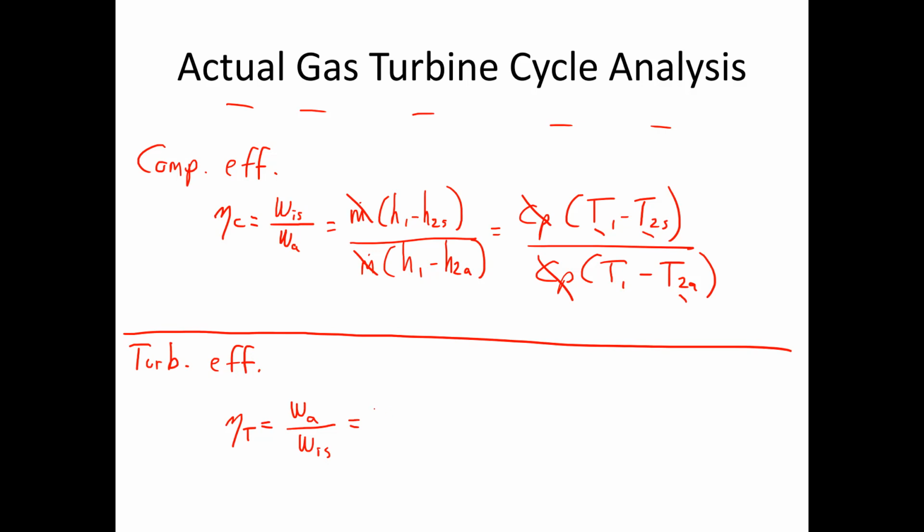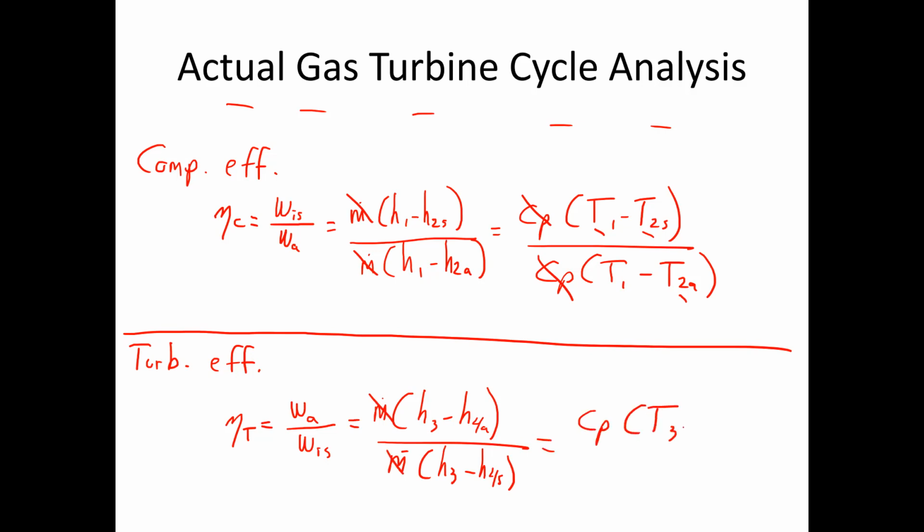The same thing for the turbine efficiency. I get mass flow rate times the enthalpy going into the turbine minus the actual enthalpy coming out of the turbine, divided by the isentropic work, which would be the enthalpy going into the turbine minus the isentropic enthalpy coming out of the turbine. Mass flow rates cancel out. I can assume constant specific heats, factor out my specific heat, assuming they're evaluated at room temperature, and cross it out to get my turbine efficiency as a function of temperature only.